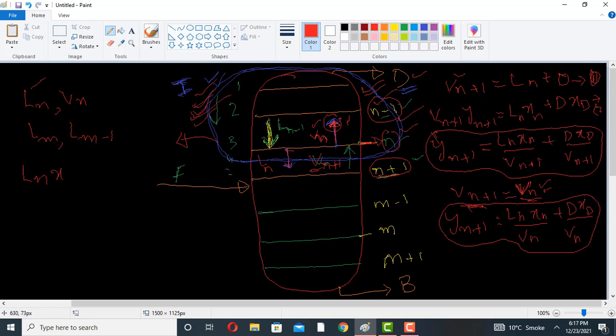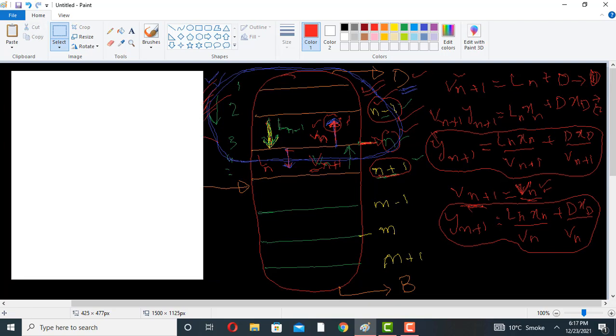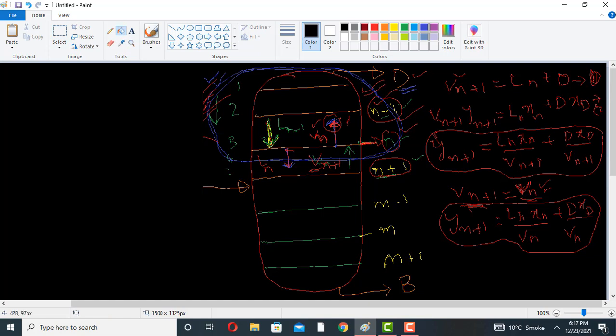Now, what will be the stripping section equation? This is the stripping section. What will be the straight line equation for the stripping section of the distillation column? So now we will derive the straight line equation for the stripping section of the distillation column. So this was the feed.